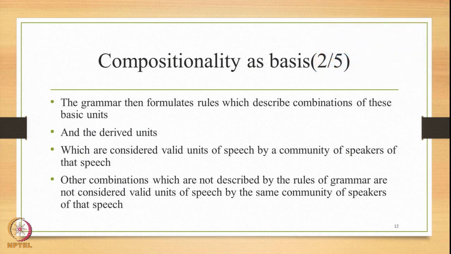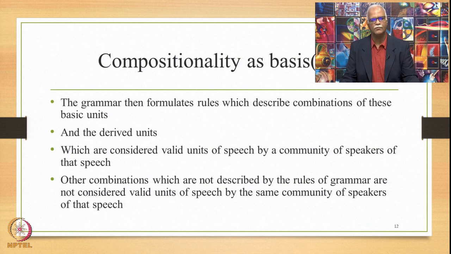Then we noted that the grammar formulates rules which describe combinations of these basic units and also the combinations of the derived units in the form of the padas. So, first the rules tell us the combinations of the prakriti and pratyaya as far as the word is concerned, prakrityartha and pratyayartha as far as the meaning is concerned, and prakritiswara and pratyayaswara as far as the swara or accent is concerned. By joining the prakrityartha and pratyayartha, we derive the padartha. By joining the prakriti and pratyaya, we derive the pada. And by joining the prakritiswara and the pratyayaswara, we derive the padaswara. We have seen examples of this.